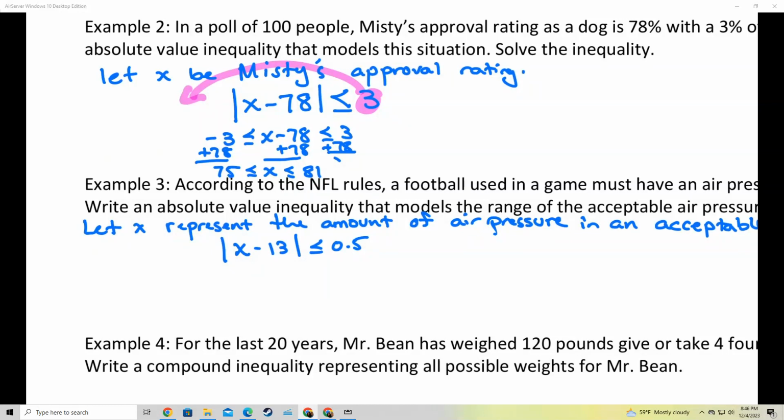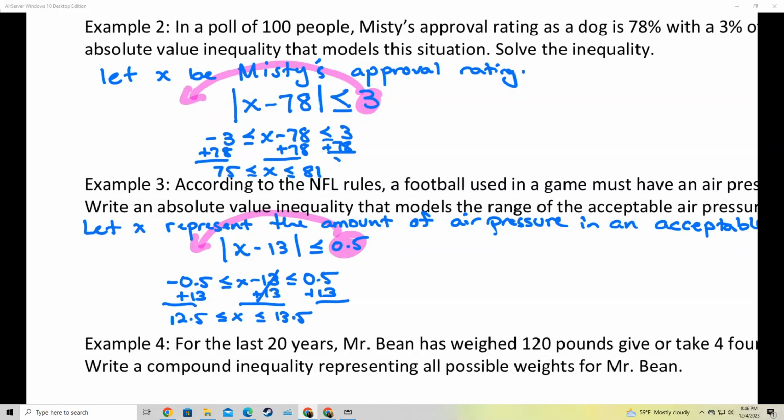All right. Again, it's pointing to the left. I wish there were some problems here that pointed to the right, but it looks like that's not going to happen. So we're going to take that number, move it to the front, and make it a negative number. So I get negative 0.5 is less than or equal to x minus 13 is less than or equal to 0.5. We're going to add 13 to each side. These are going to cancel, and you get 12.5 is less than or equal to x is less than or equal to 13.5. What that's telling you is the acceptable amount of air pressure is somewhere between 12.5 and 13.5 psi.